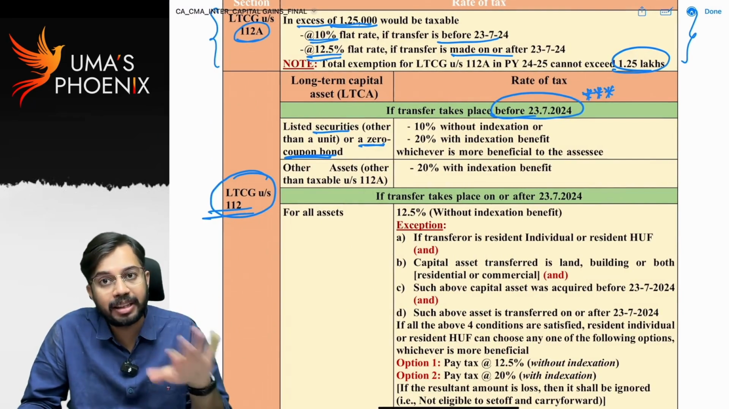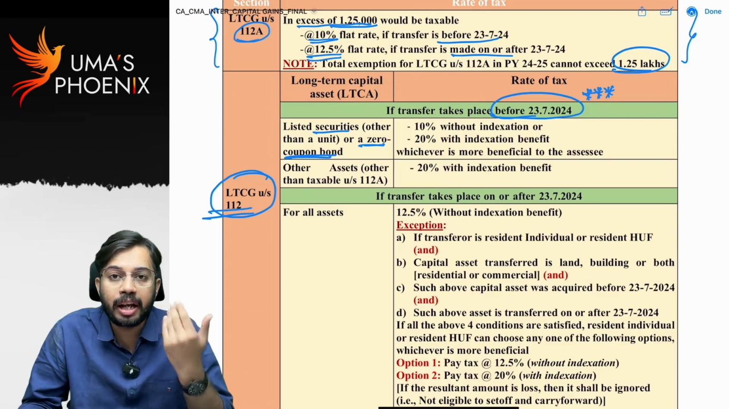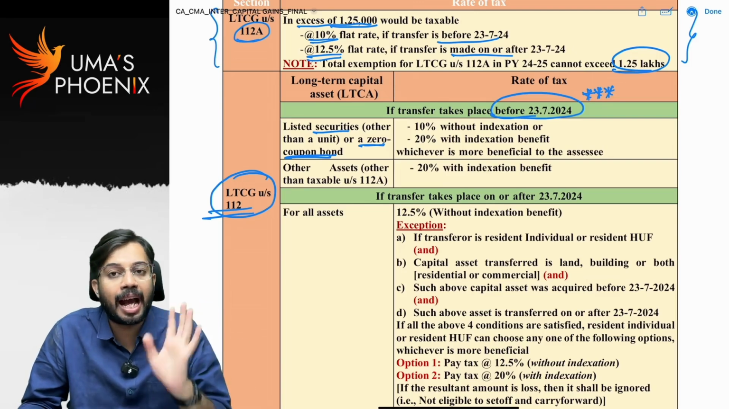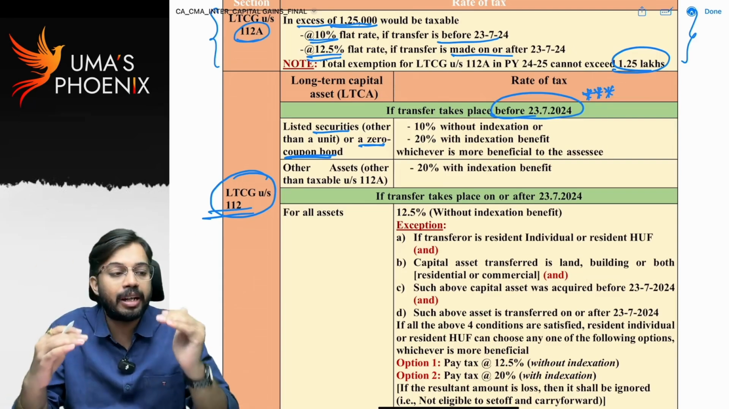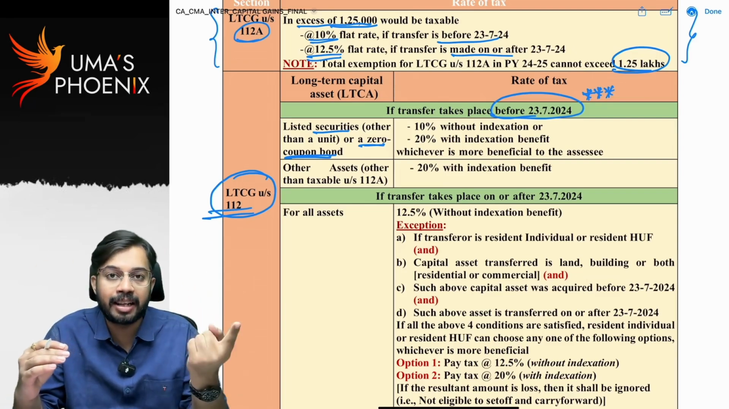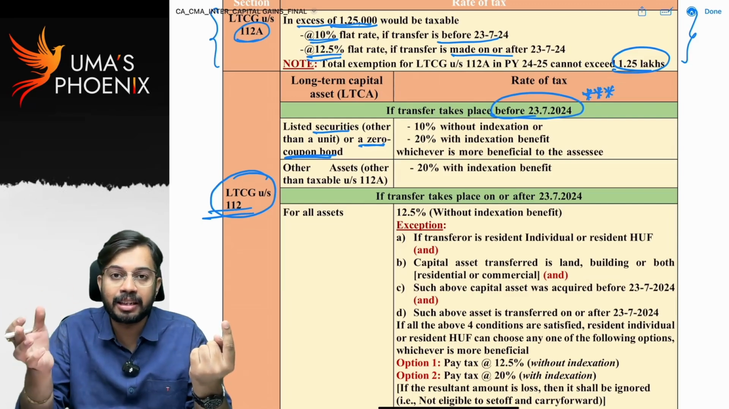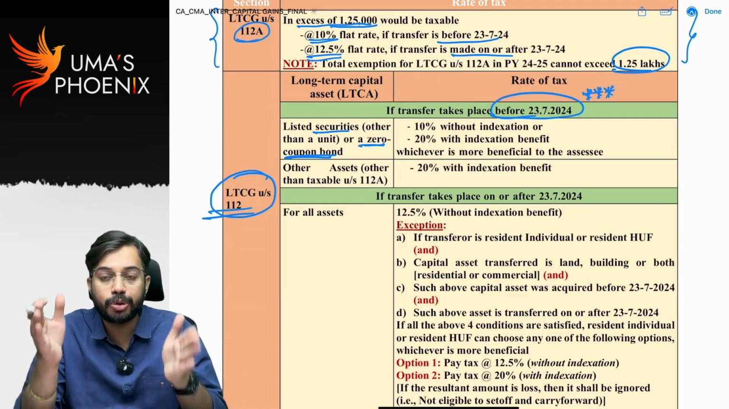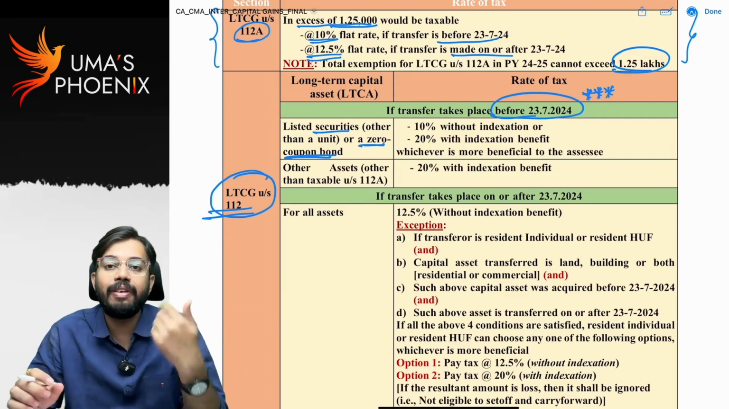Either you can claim indexation benefit and pay tax at the rate of 20%, or you do not take indexation benefit and pay tax at the rate of 10%. What we do, we will do two calculations. We will take indexation benefit, we will calculate tax at the rate of 20%. We do not take indexation benefit, we will calculate tax at the rate of 10%. Out of these two options, A option or B option, wherever the assessee gets lower tax, we will choose that option.